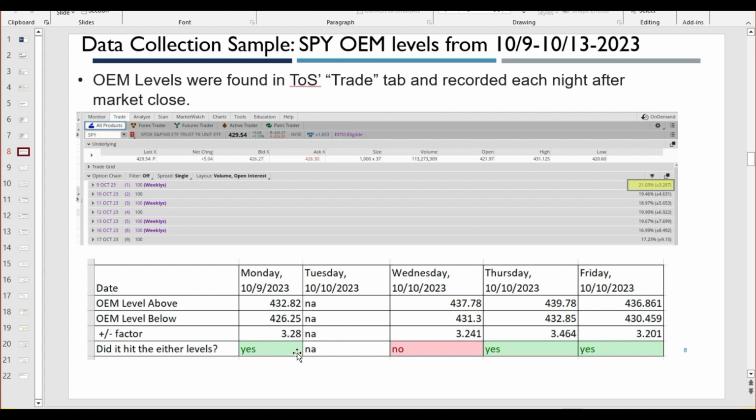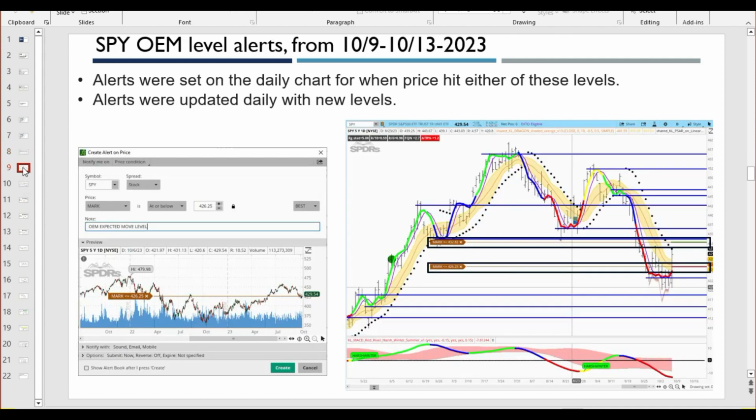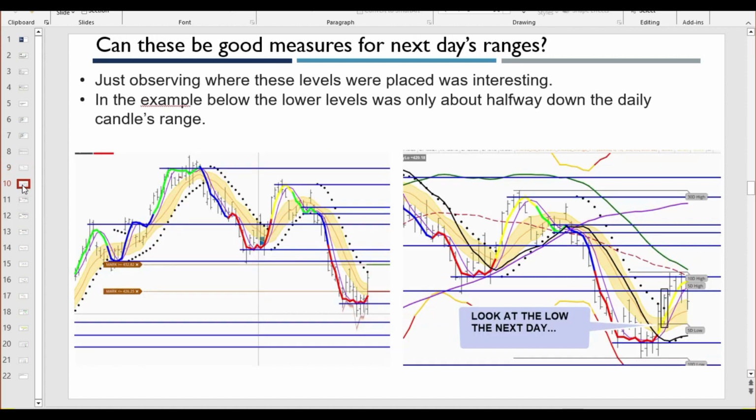And then we just started recording if it hit those levels or not, as well as what the trade results were. To do that, from an operational standpoint, we were setting alerts on a daily chart. Here's a daily chart of SPY, daily bars, and you can see here we would just set the alerts each night for the lower level and the upper level OEMs, and then each day we would update these alerts to see if anything triggered. So it was a very simple process, very easy to trade.